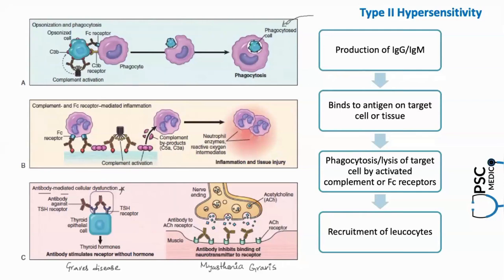One is activation of phagocytosis, and if this reaction occurs, there will be some injury to the body. Similarly, there will be lysis of the target cells by activation of the complement pathway. And the third important thing is antibody mediated cellular dysfunction.